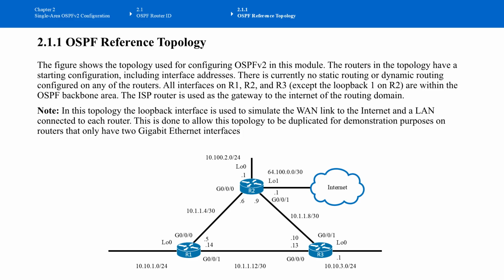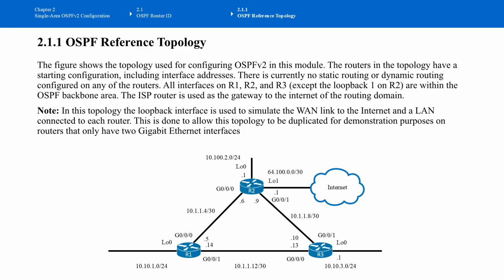All router interfaces, except loopback 1 on R2, belong to the OSPF backbone area, area 0. This backbone area is the core of every OSPF network, and all other OSPF areas must connect to it. Let's take a closer look at each router.